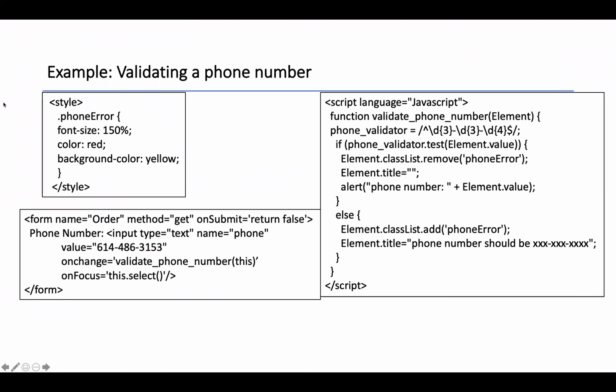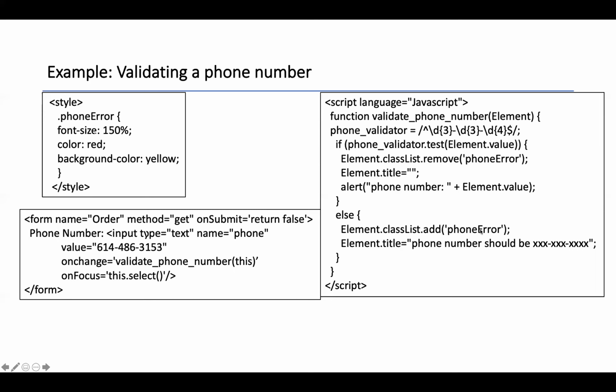So I have a style for a phone error where I set the font size to 150%, the color to red, and the background color to yellow. And now you can see the input type equals text, name equals phone. On change, I end up calling validate phone number. And you can see that now what I do is if the test succeeds, I simply remove phone error. Notice I don't do a test to see whether it's already there, and set the title to empty.